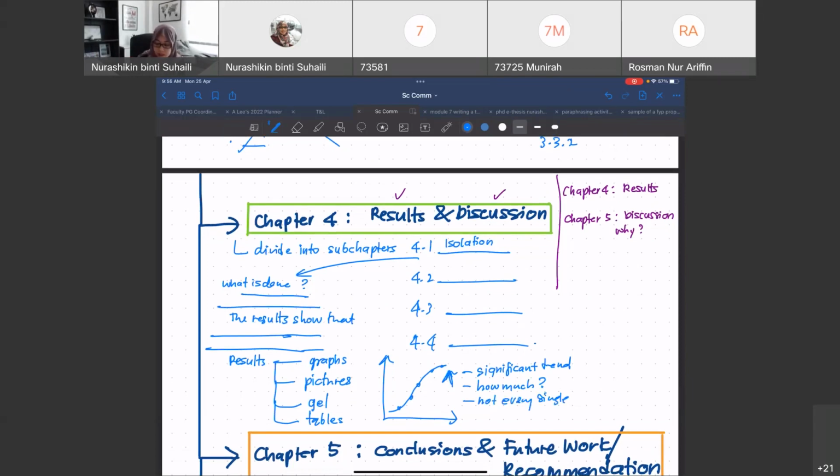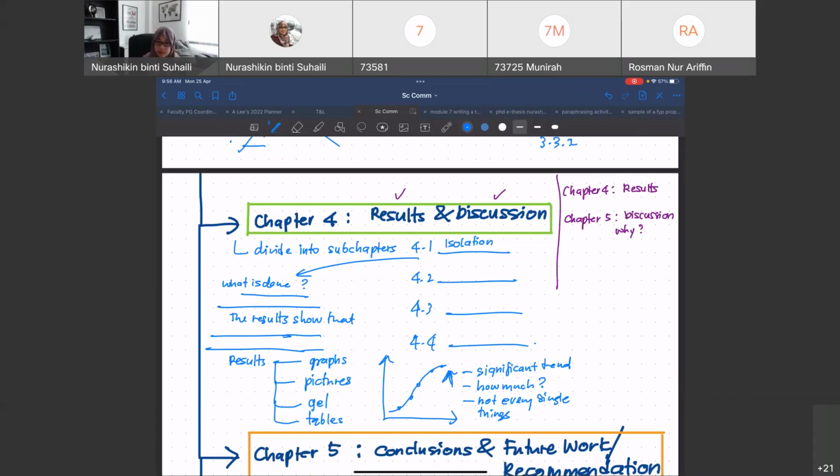Single things. And the same thing goes for pictures, gels, or whatever results that you have. Identify first. You have to analyze your results first. See what is actually the message of the picture, the morphology. Maybe you say that overall the structure looks like an apple. So you have to have that skill of analyzing your results. Okay, so that's the thing that is expected from FYP, the skill to analyze the results.